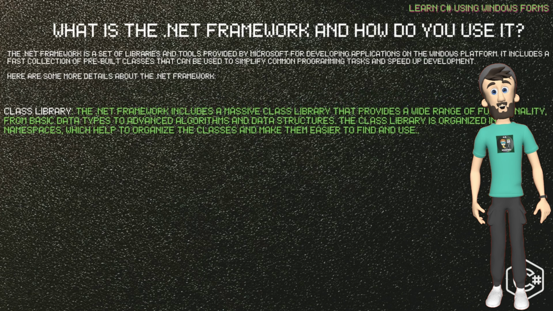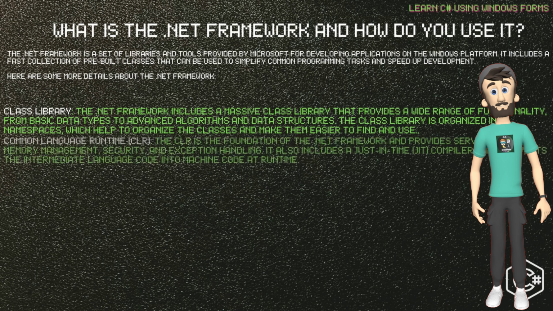Class library. The .NET Framework includes a massive class library that provides a wide range of functionality, from basic data types to advanced algorithms and data structures. The class library is organized into namespaces, which help to organize the classes and make them easier to find and use. Common Language Runtime, CLR.